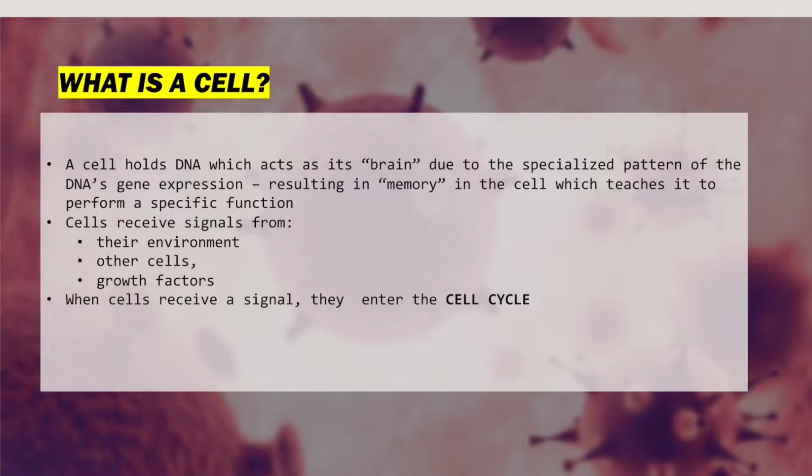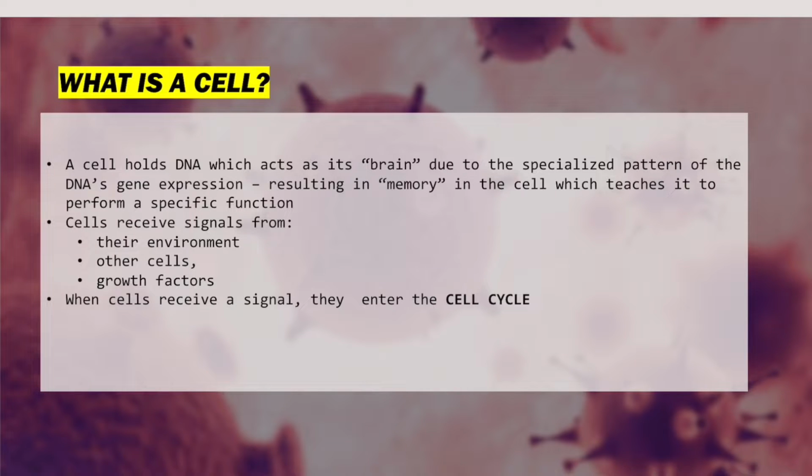A cell holds DNA, which acts as its brain due to the specialized pattern of the DNA's gene expression. This results in memory, so the cell can remember a specific function to perform. Cells receive signals from their environment, other cells, and growth factors and enter into the cell cycle when required.